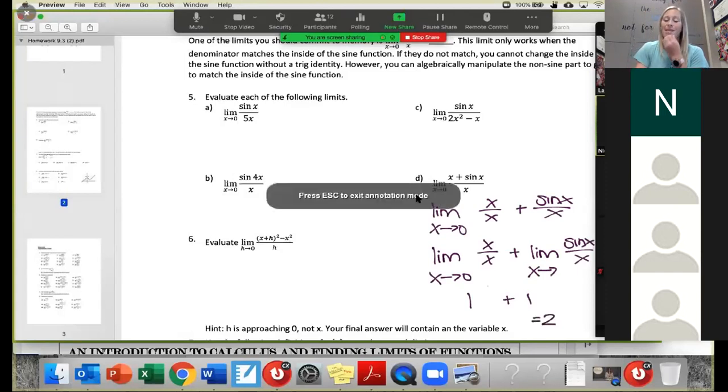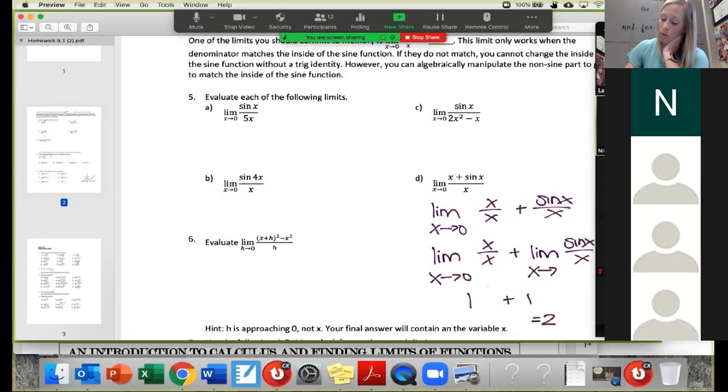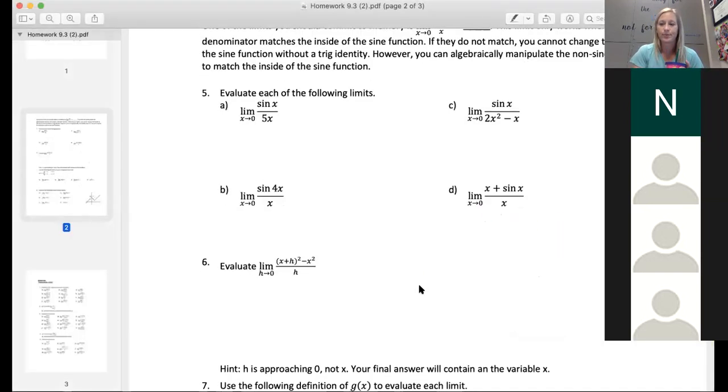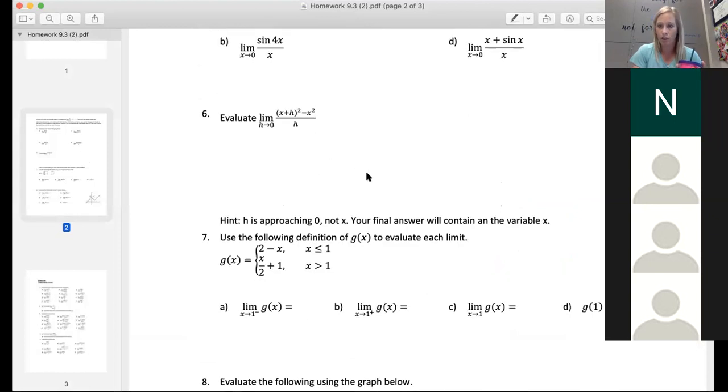Gotcha. Even though the zero's on the bottom for the x over x, you can still say it's 1. Yep, because I'm not actually plugging in 0. I'm still simplifying that to 1. And then there's nowhere to plug the 0 in. So you're simplifying before you're plugging in. Okay. Still 1. Anything else on that page?